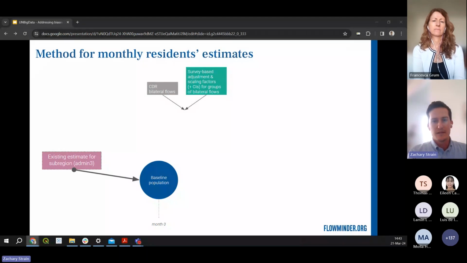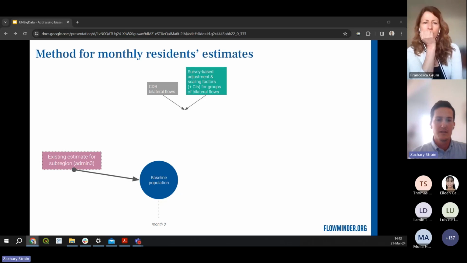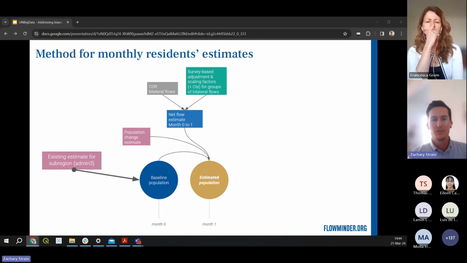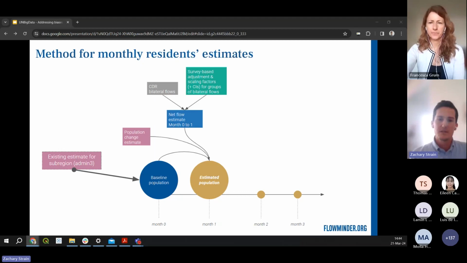Now, in order to calculate the next month's population, we take our CDR aggregates in bilateral flows between our region of interest and all the other regions that we see subscribers relocating to and from. We use our survey-based adjustment and scaling factors on these to estimate the net flow of subscribers or residents from month 0 to 1. Add those together, and then factor in the population change estimate to that new population, and this will give us an estimated population of that subregion for month 1. And you can iterate this same process month by month for as long as you have CDR data.